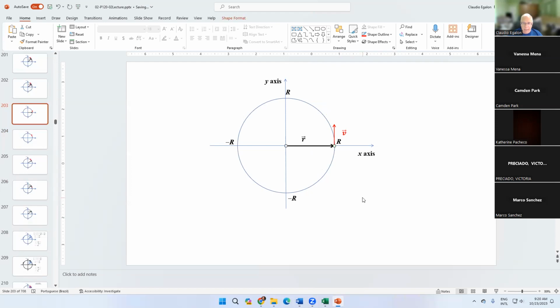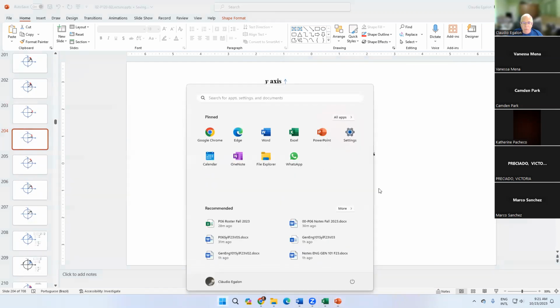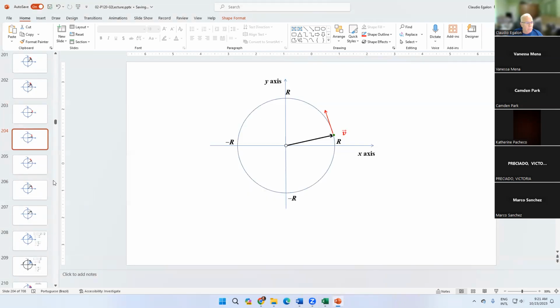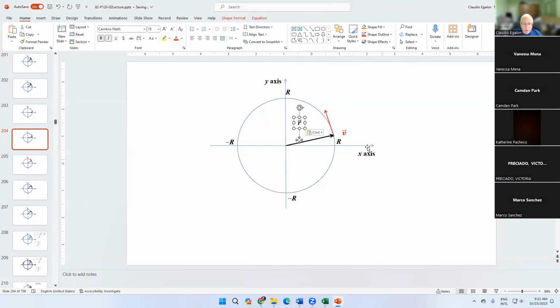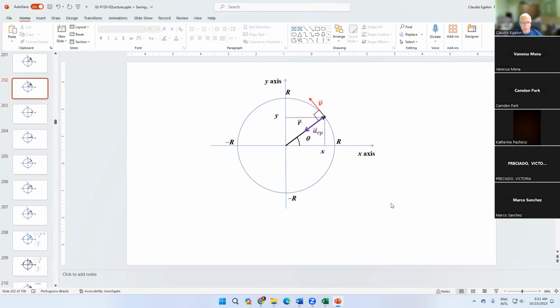A little bit later, the position vector moves. See, the magnitude of the position vector doesn't change, but its direction does change. But it's still an advantage to deal with. Let's see here. Here you go. Starts here. First frame, second frame, third frame, right?